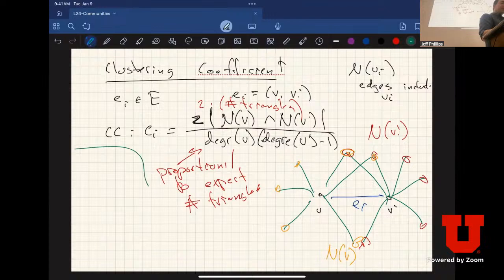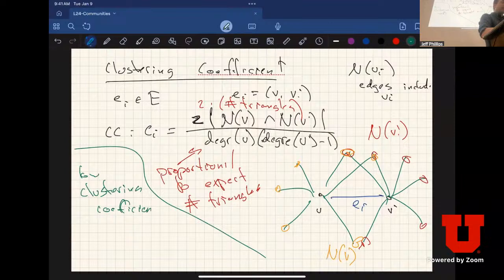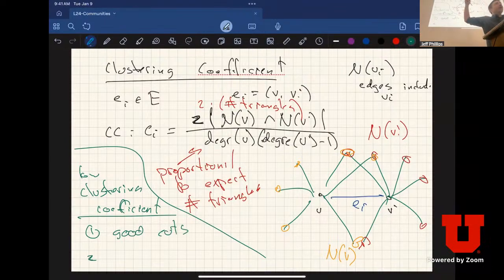So these kind of a low clustering coefficient. These are these good cuts. Okay, that's true. That could be two vertices that maybe have an edge and both have really high degree, but don't have any shared triangles. That would be a good thing to cut.